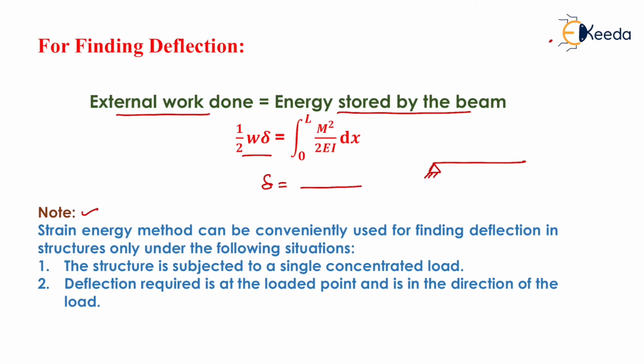It means that if we make a beam here whose first support is a hinge and second support is a roller and is subjected to a point load, that is, a single concentrated point load, then the strain energy method can be conveniently used. And the second condition is that the deflection required is at the loaded point and is in the direction of the load. It means that if in the beam deflection is required at C, then we can use the strain energy method because the deflection required is at the loaded point and in the direction of the load.